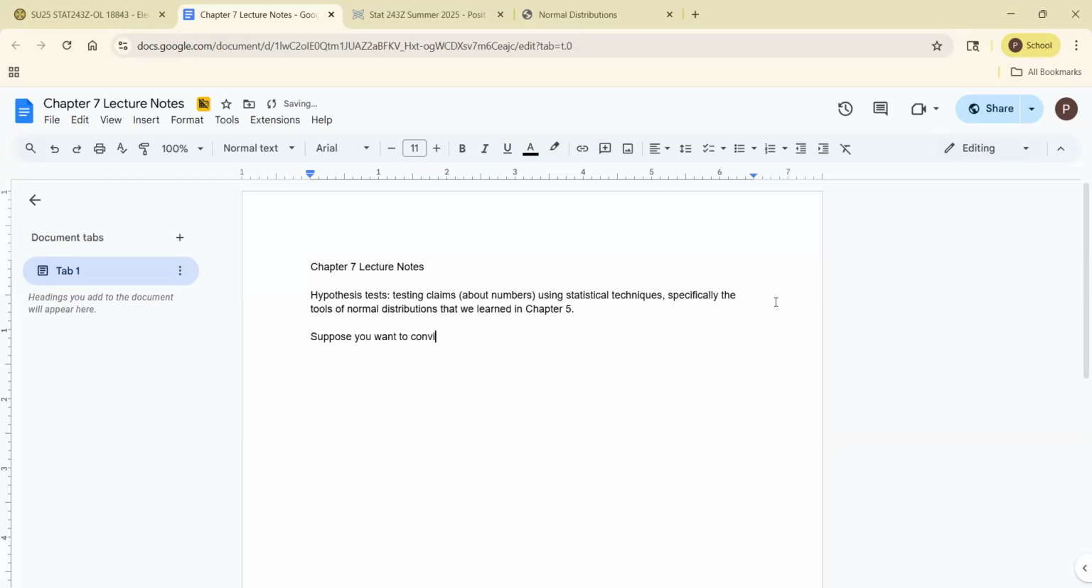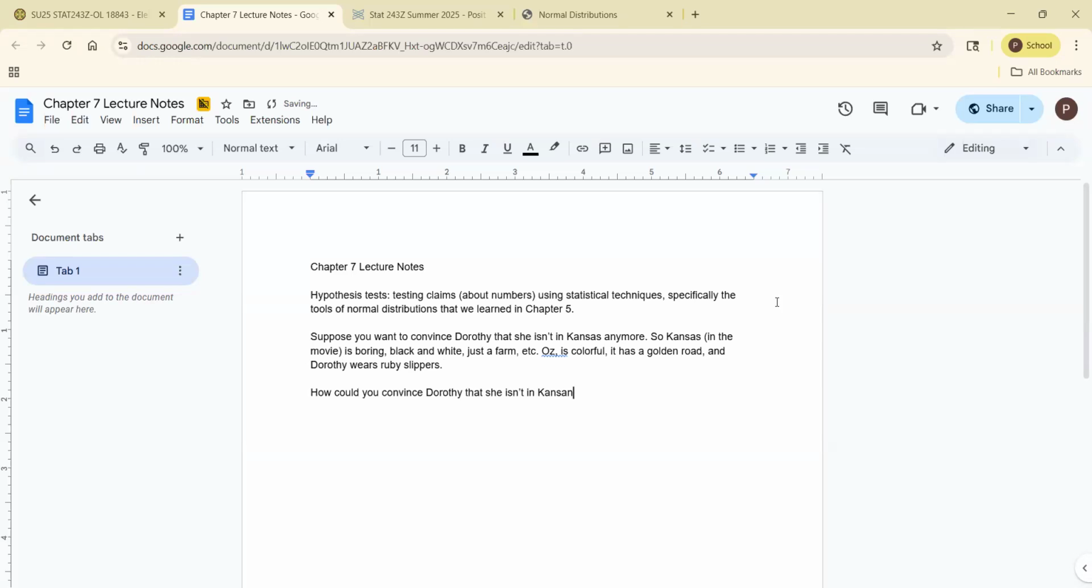Suppose you want to convince Dorothy that she isn't in Kansas anymore. So Kansas, at least in the movie, is boring, black and white, just a farm, etc. Oz, on the other hand, is colorful. It has a golden road, and Dorothy wears ruby slippers. How could you convince Dorothy that she isn't in Kansas anymore?